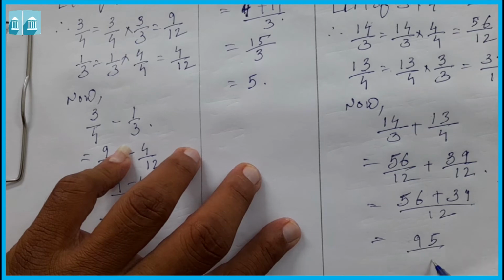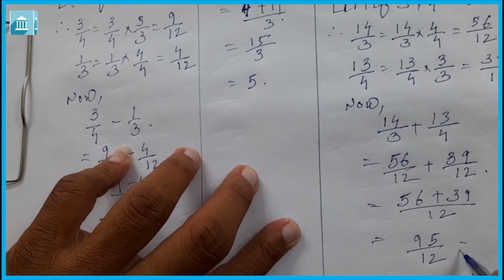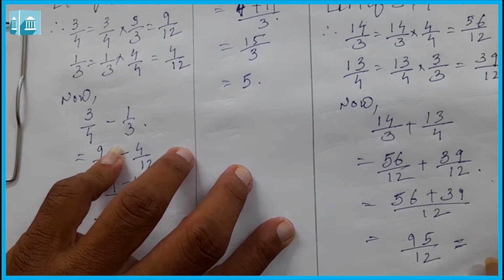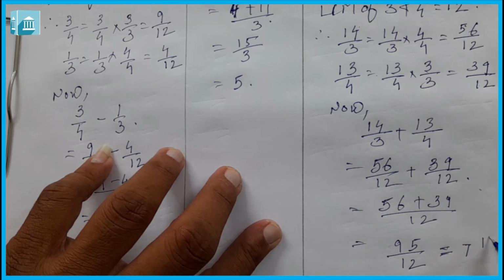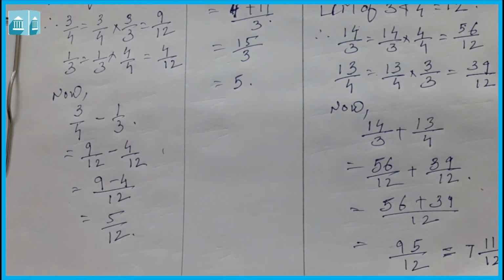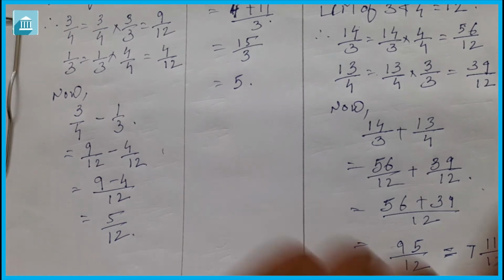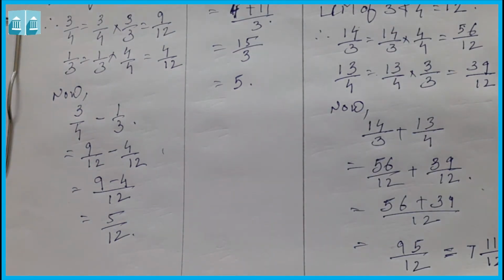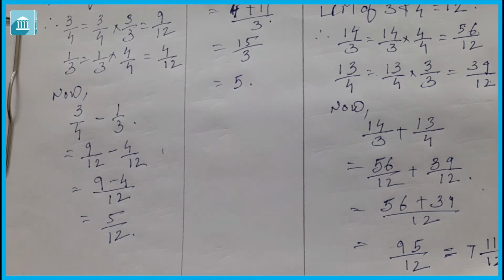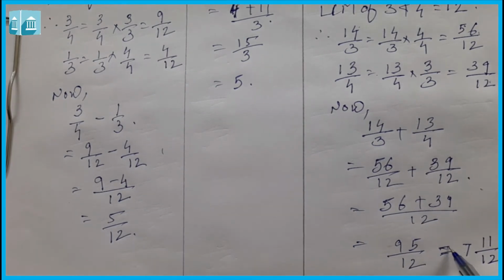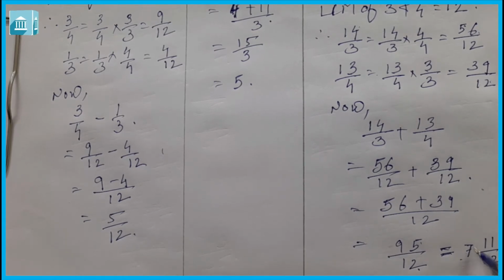6 plus 9 is 15, so 95 upon 12, which we can also convert into a mixed number. Then it will be 95 upon 12, so 12 sevens are 84, then 11 upon 12. So here also again we had done the same thing. First we find the LCM, then make the denominators the same, and then we simply add or subtract. So the answer is 95 upon 12, which when we convert it into a mixed number will be 7 11 upon 12.